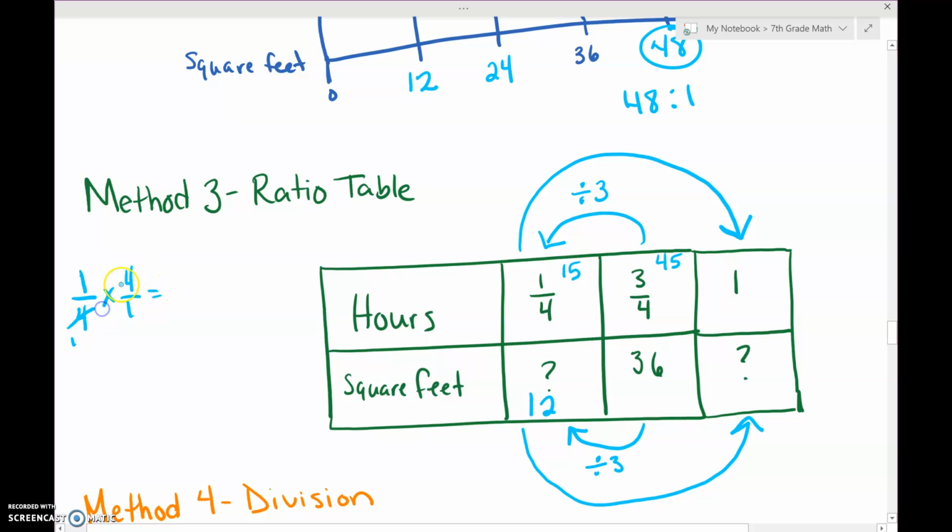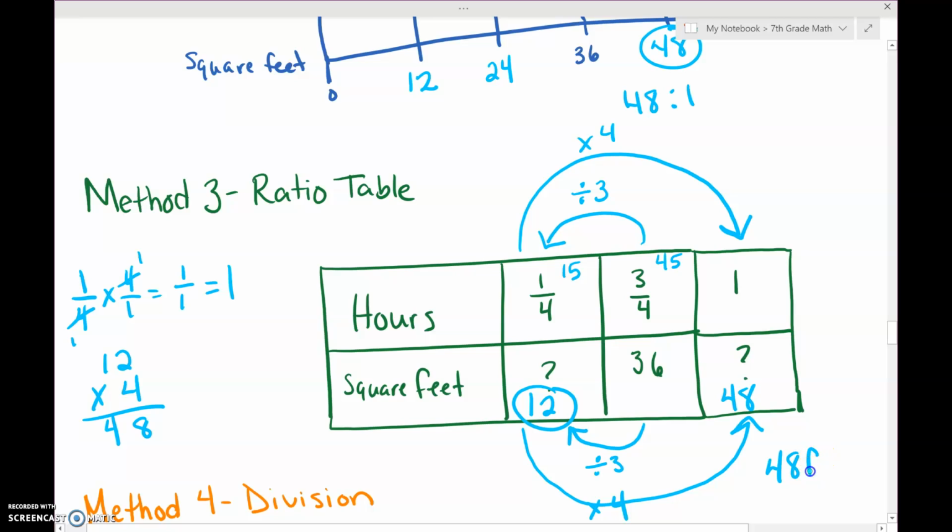I can cross out common factors. I get 1/1, or I can just write that as 1. So I multiplied by 4. That means I have to take 12 here and multiply by 4, just like I did on the top. 4 times 2 is 8. 4 times 1 is 4. I get 48. So this is 48 feet squared to 1 hour.